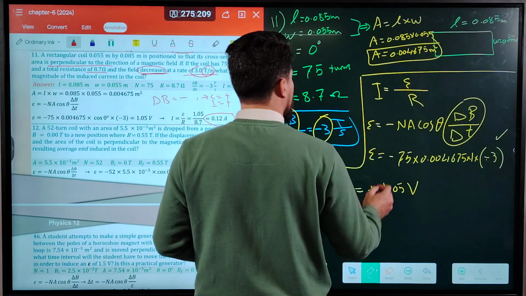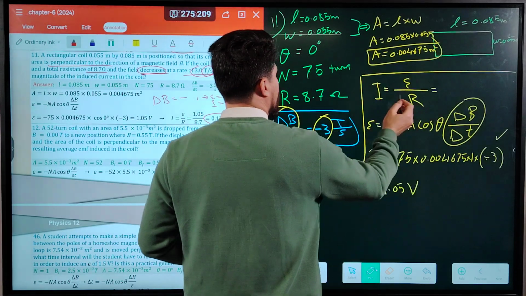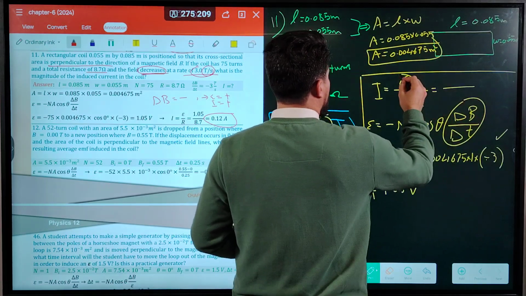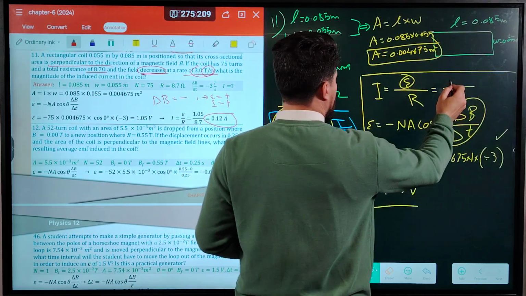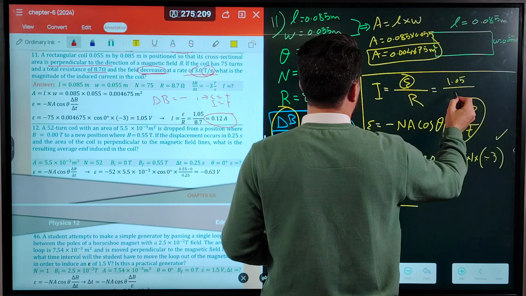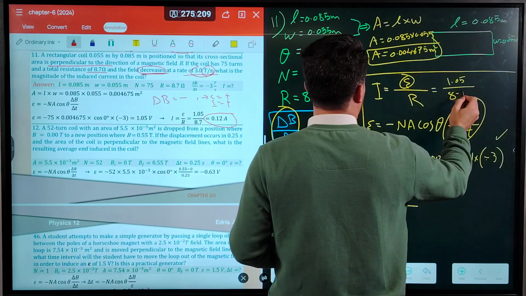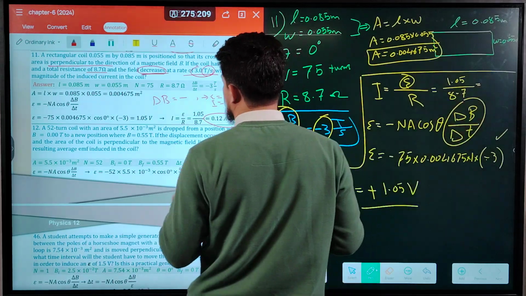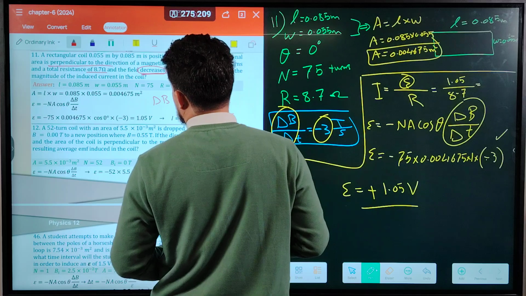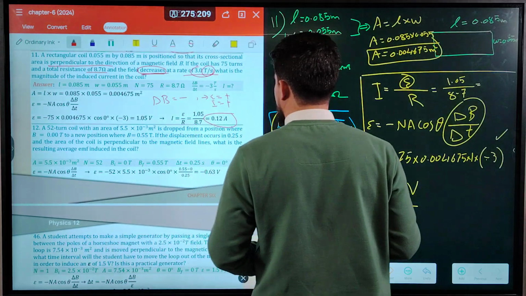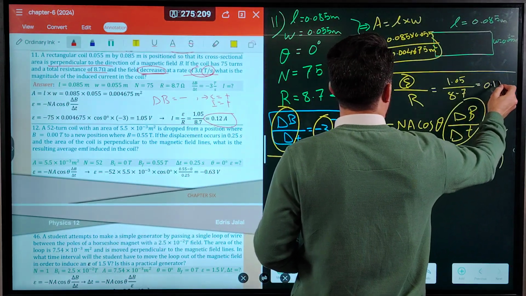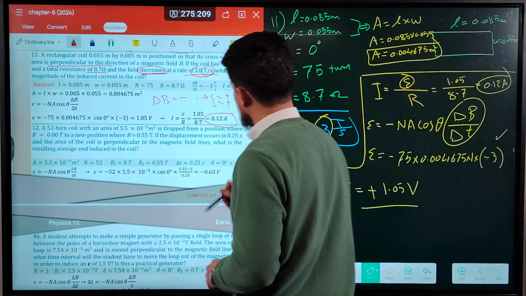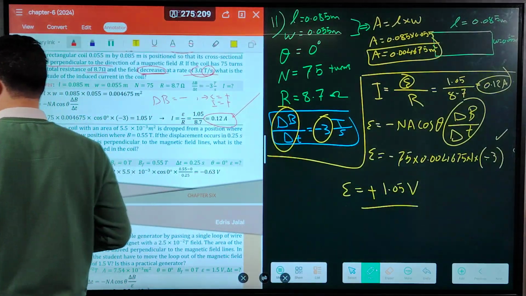1.05 volts. In the question, we have to find what? Induced current. We didn't have EMF, but we found 1.05 divided by what? 8.7. The amount of the induced current that created in this coil is equal to 0.12 ampere. 0.12 what? Ampere. The induced current.